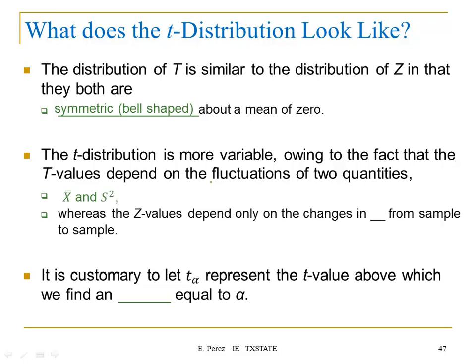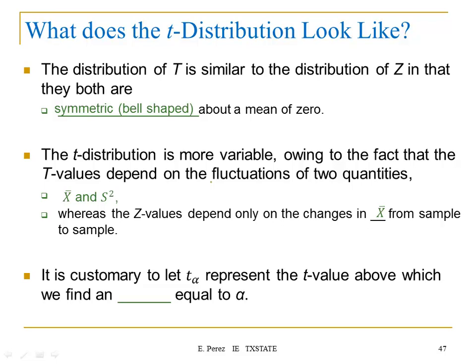So we have 2 estimators, or 2 parameters that are estimated, and that creates more variability. For the z, we only have x bar, but now we have 2 estimators that will create more variability in your statistic. Okay? Whereas the z values depend only on the changes in x bar from sample to sample. For the t statistic, we're going to have different x bars and different variabilities or variances for each sample.